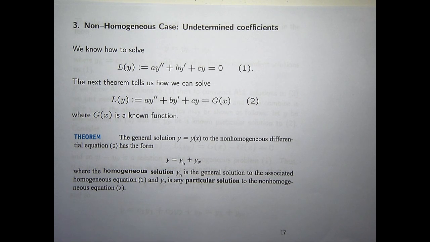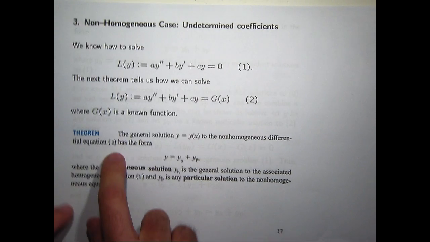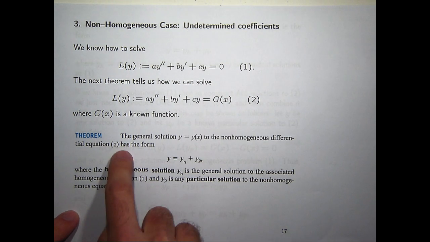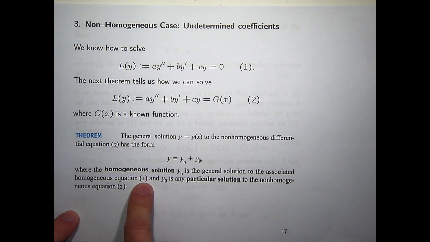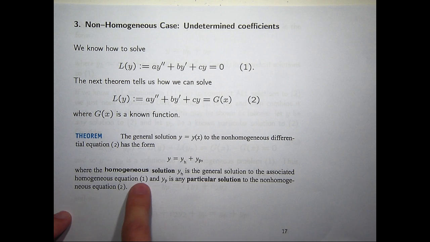Well, the general solution, note that I've changed these numbers here. You want to make sure that you have a 2 here and a 1 here and a 2 here. I think in your copy they're round the other way. So we want to make sure this is a 2, this is a 1 and this is a 2.